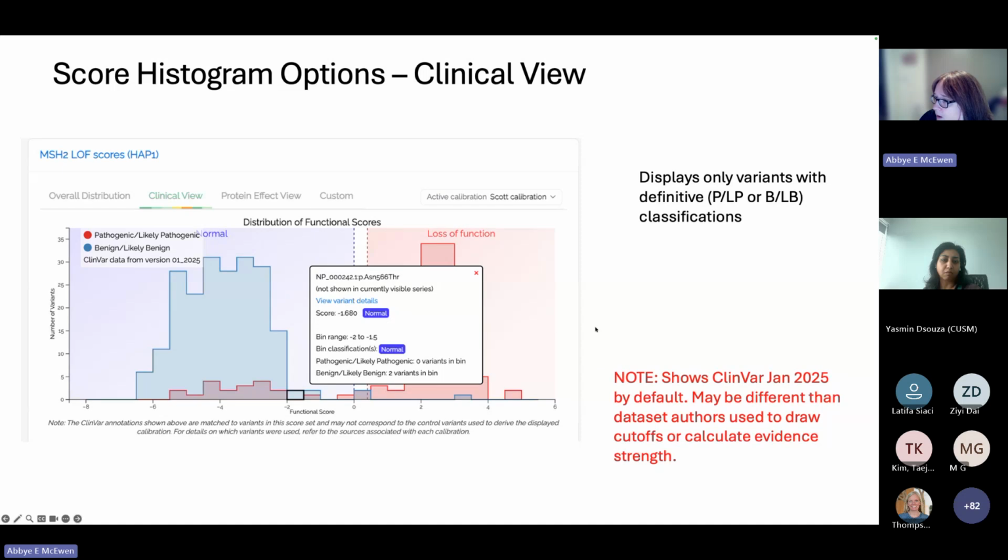In this example, ClinVar January 2025 is shown by default. I just wanted to point out here that the data set shown may be different than what the original authors of the paper used to benchmark their MAVE.